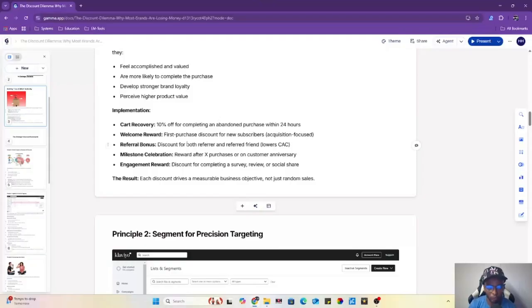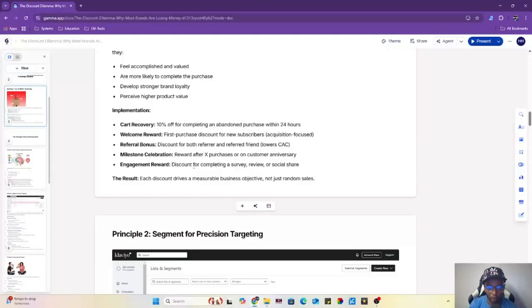Referral bonus, discount for both the referrer and the referred friend, lower acquisition cost. So when someone refers a friend, a family member, or somebody who most likely shares the same ideology, belief system, and pain problems, and invites them to our brand, we can offer them a discount as a thank you gift to reward that behavior. Milestone celebration, reward after X purchases or on a customer anniversary. So when someone has been with us for a certain amount of time, or has bought from us a certain number of times, we can celebrate them by offering them a discount, rewarding them for their behavior.